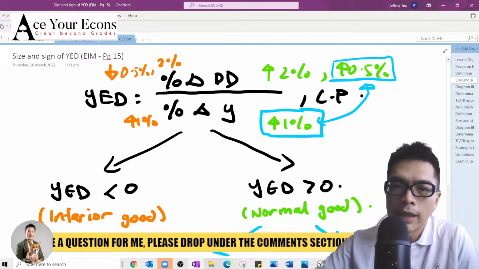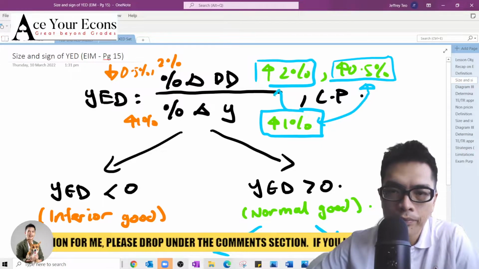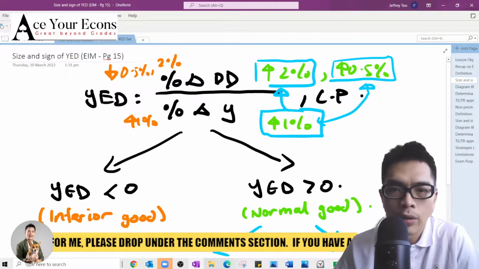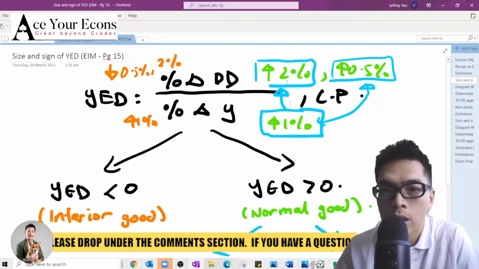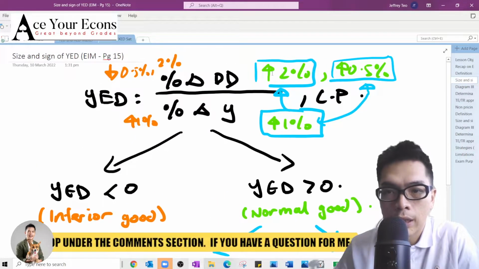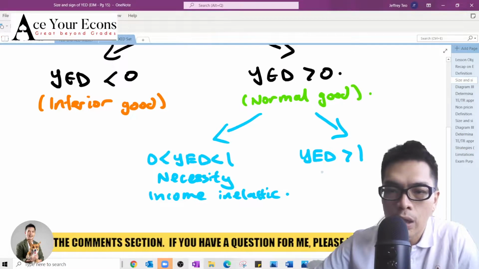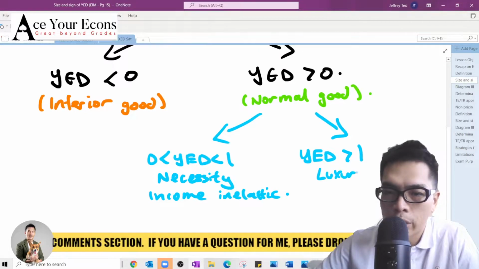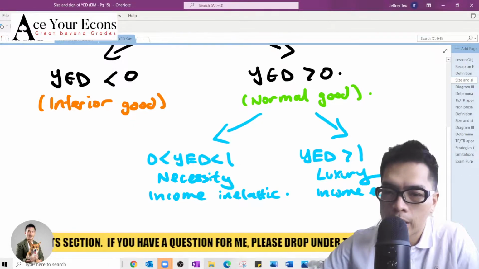Likewise, the second pair of relationship: when there is an increase in income, and this leads to a more than proportional increase in your demand, you see that your YED value is likely to be greater than 1. This is the second relationship. There are two names for this as well. We can consider this as luxury goods, or income elastic.